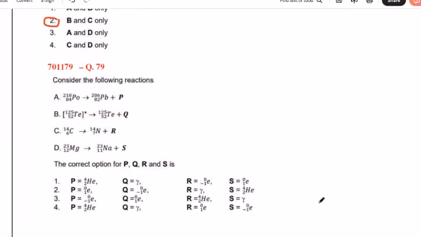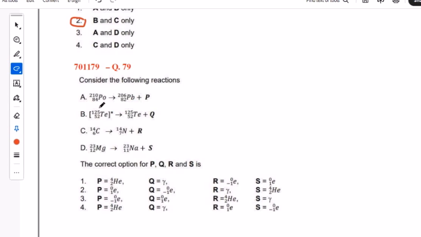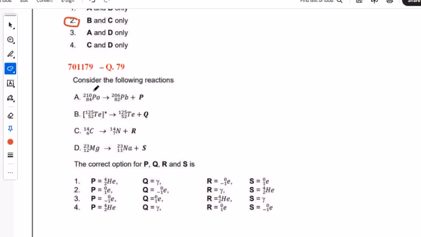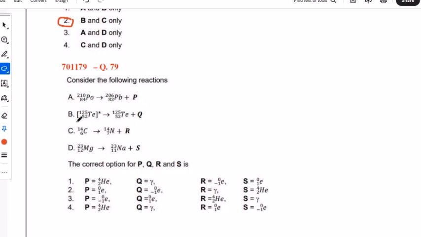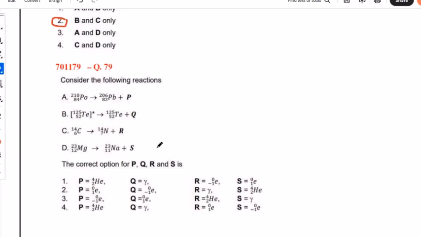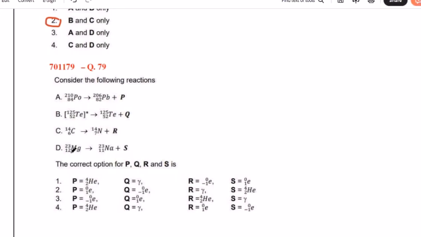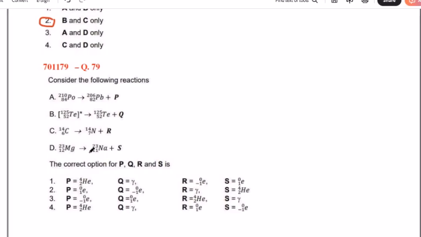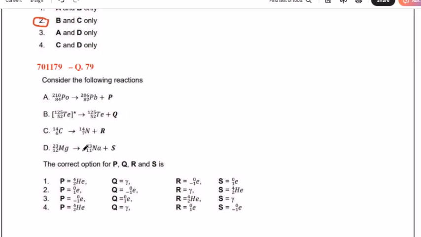Question number 79. Consider the following reactions. So here it is helium, right, plus P. Here it is the same 52 and it is 14, right. So this is going to be 1 plus 1. Here it is 23 minus 1. So what are the correct options for P, Q, R and S? This is 1.